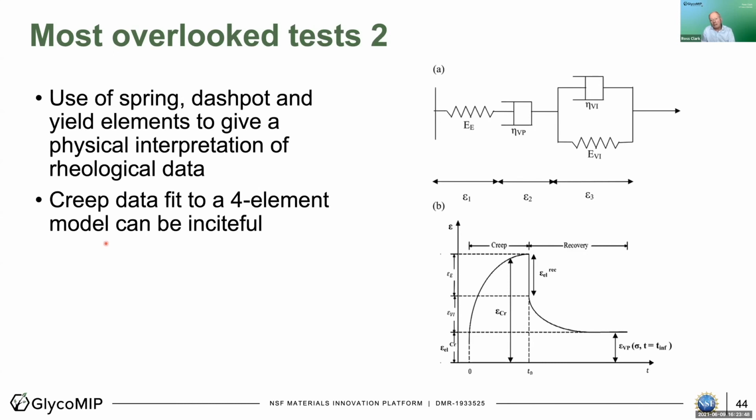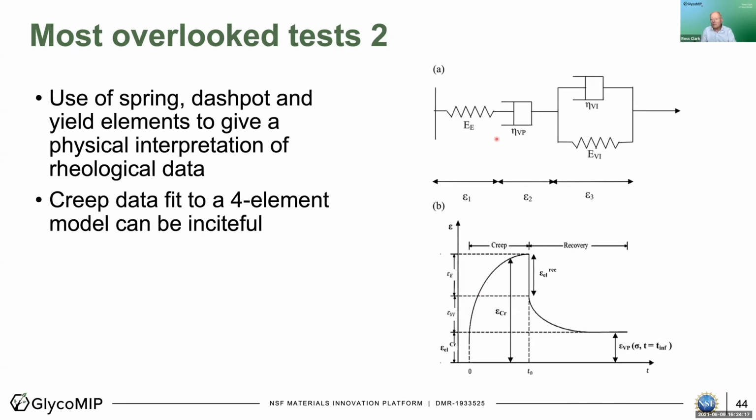Another very overlooked test that Blake just started touching on is the use of these models. And we construct these things with springs that represent an ideal Hookean element and dashpots that represent an idealized viscous element. And those can be hooked in series and in parallel. And with this 4-element model that you see here, and we take a creep recovery curve, we can assign values to each of these. But why do that?